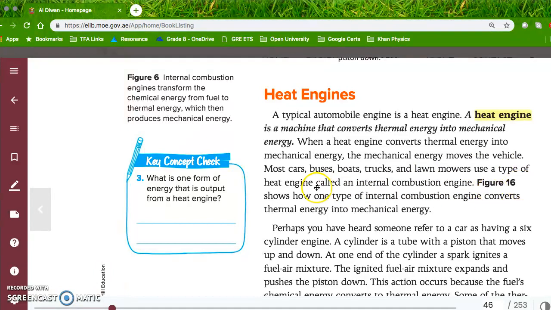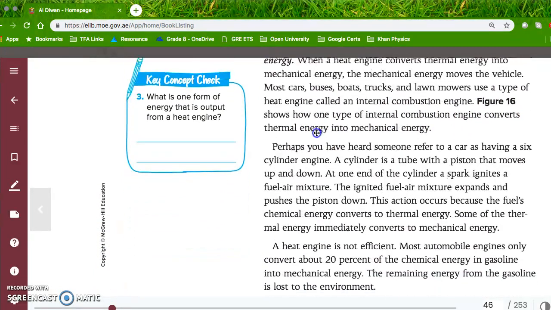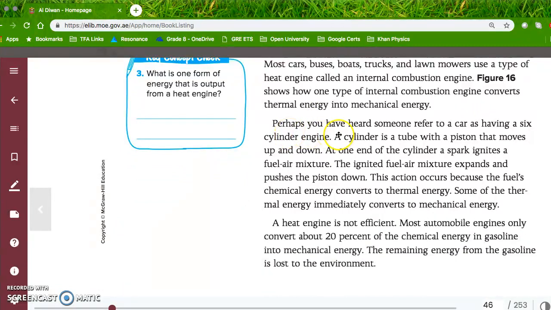Figure 16 shows how one type of internal combustion engine converts thermal energy into mechanical energy. Perhaps you may have heard someone refer to a car as having a 6-cylinder engine. A cylinder is a tube with a piston that moves up and down. At one end of the cylinder, a spark ignites a fuel-air mixture. The ignited fuel-air mixture expands and pushes the piston down.